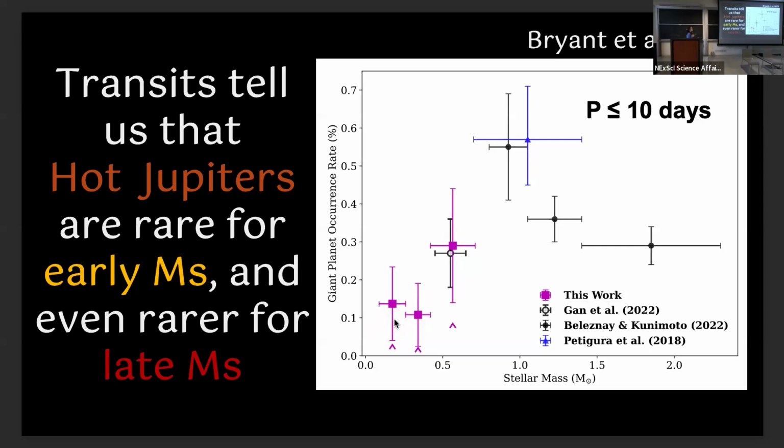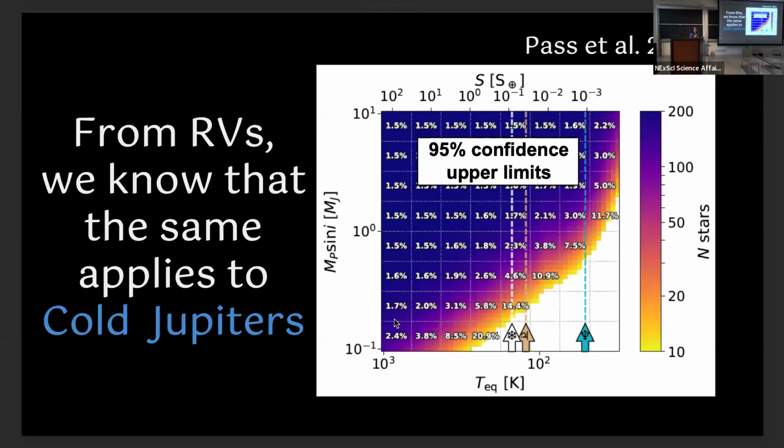So hot Jupiters are rare for early M dwarfs, and they're even rare for late Ms, which is something that we predict coming out of planet formation theories, that the core accretion framework predicts it's harder to make these big planets around small stars. But if you remember from this morning, hot Jupiters are a very small fraction of the giant planet population. So what we really want to know is, what about cold giant planets? And TESS isn't great for that because of the limited 27-day sectors, but we also have radial velocities.